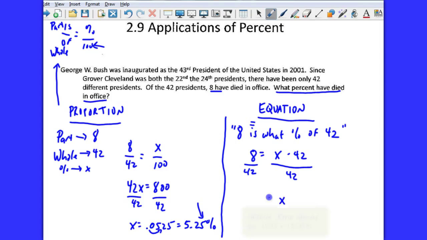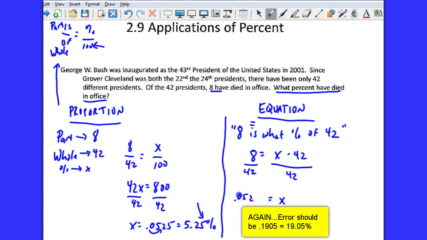Okay. X equals 8 divided by 42. What's that? 0.0525. Translate that to a percent, like we did in the previous slide. You can see it's the same thing, 5.25%. Okay, so we're happy. We've done it both ways.